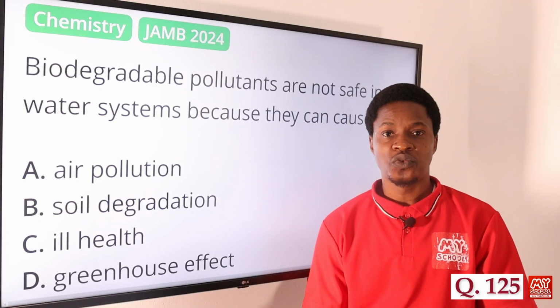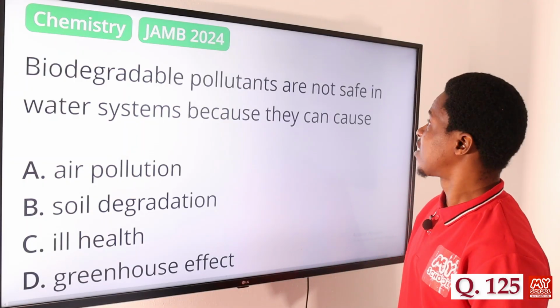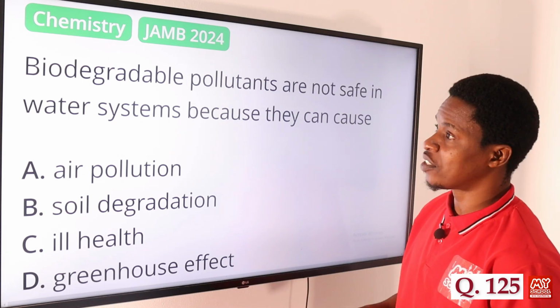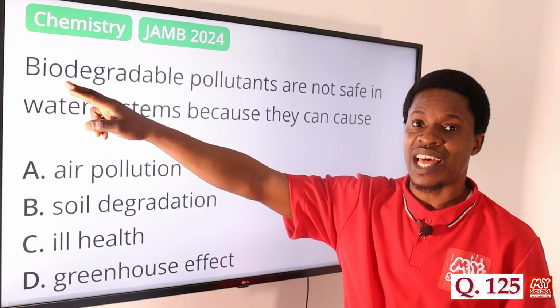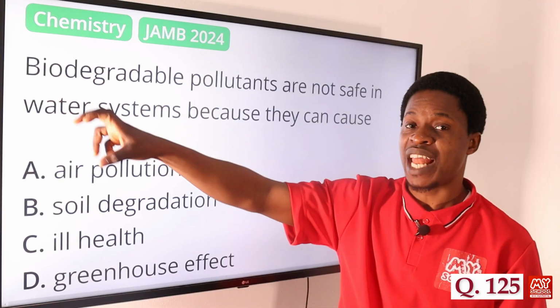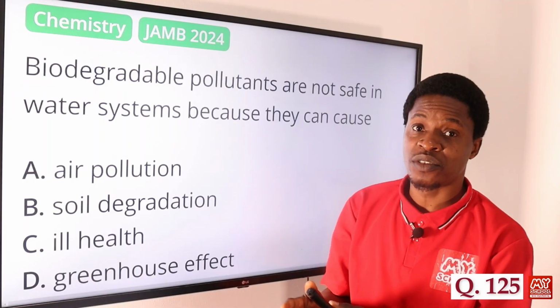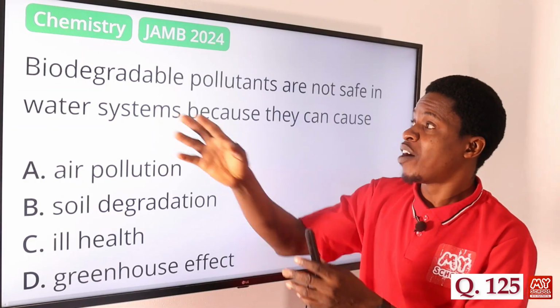Question number 125. Biodegradable pollutants are not safe in water systems because they can cause what? Don't forget, biodegradable pollutants, from the word bio, means life. When we have living organisms like microorganisms with the ability to break down some organic compounds that are pollutants, that is what we call a biodegradable pollutant.